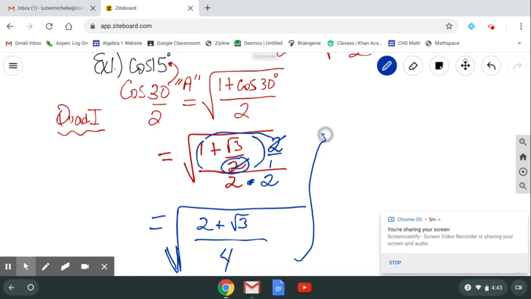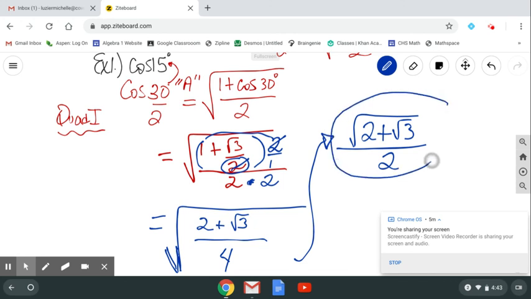Now we know it's a positive square root, so our answer is going to be the square root of 2 plus radical 3. Technically this 4 is also under the square root, and the nice thing is 4 is a perfect square, so the square root of 4 is 2. So this is how you can leave your answer. It's okay that there's a radical underneath the radical. The best that we could do here was simplify by taking the square root of 4. So your answer for the cosine of 15 degrees using half angle identities is the square root of 2 plus radical 3, all over 2.